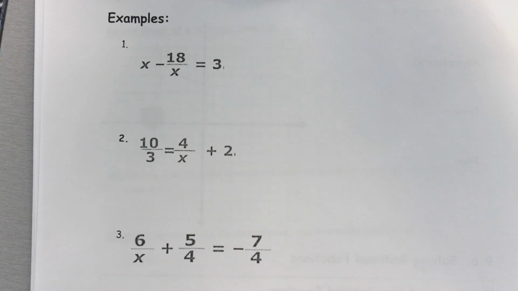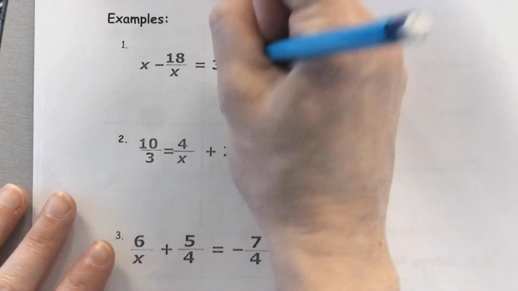A 1 in the other one? Yep. Good. Okay, so what we're going to do is multiply everything by X.